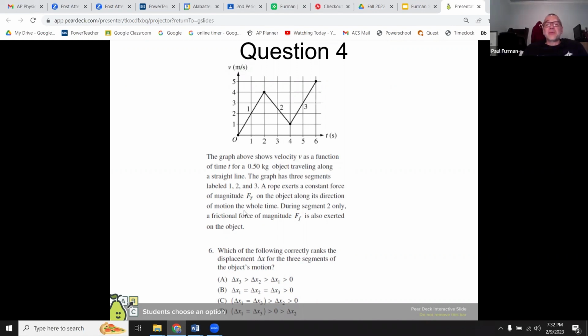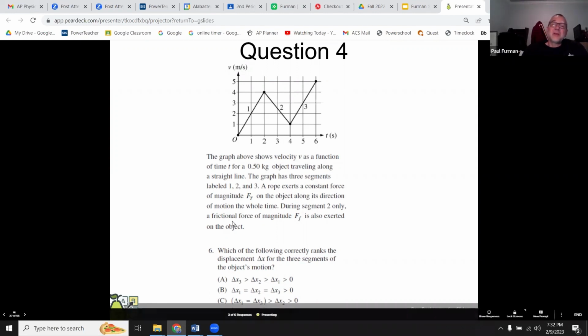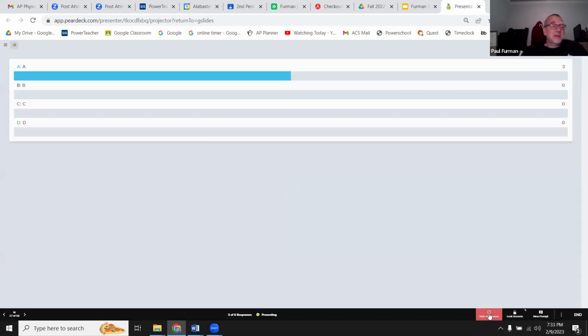You can count the number of squares. You can break them into triangles and rectangles and do it that way, whatever way works best. But basically, if you're wanting to rank the displacement from greatest to least, look at the 3 segments and see which has the greatest area and which doesn't. And that's something that you can visually determine most of the time.